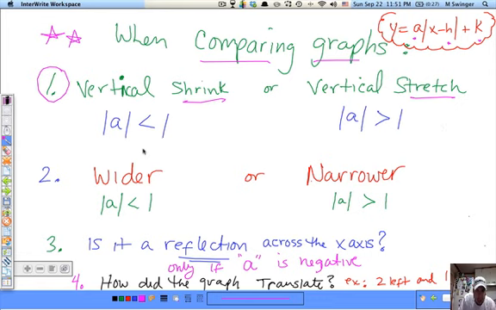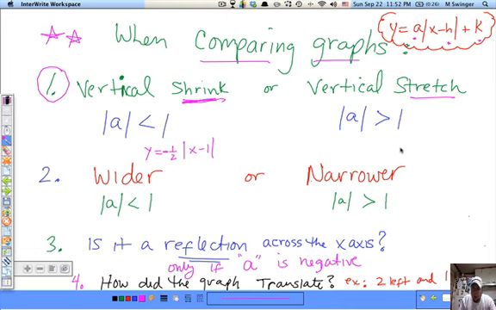Okay, absolute value of A less than 1. So I'm going to make one up. Y equals, we'll say, 1/2 times X minus 1. Okay, look at this A. A is 1/2, right? I put 1/2 here. The absolute value of 1/2 is 1/2. I could even make it negative 1/2. Put negative 1/2 here. Absolute value of negative 1/2 is 1/2, which is less than 1. Okay, that means you would write down this is a vertical shrink just by looking at the A.